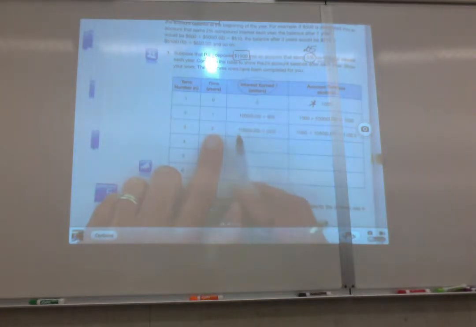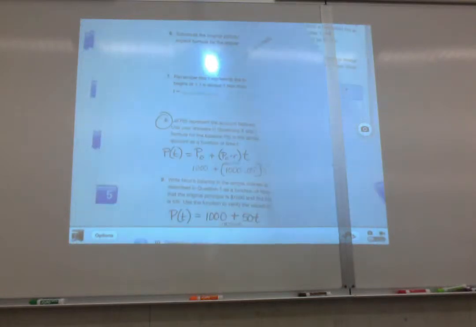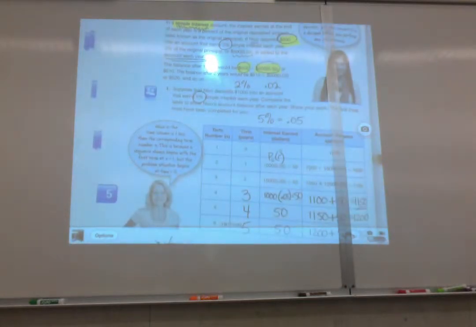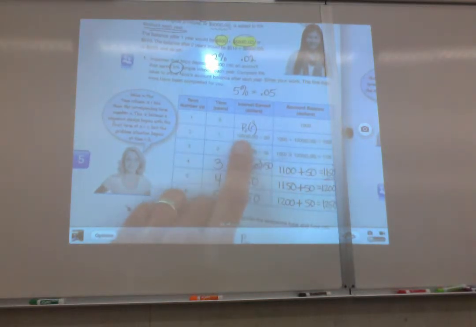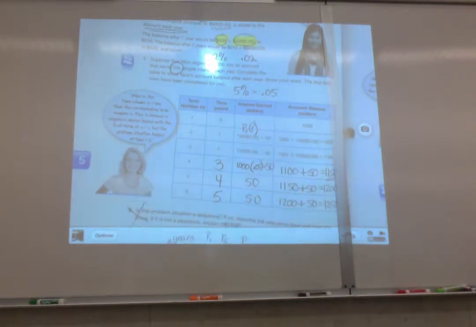In order to figure out the interest in year 2, they're using 1,050. What did we use over and over in the last table? 1,000. Flip back like 2 or 3 pages. Nico's account went 1,000 times 0.05.